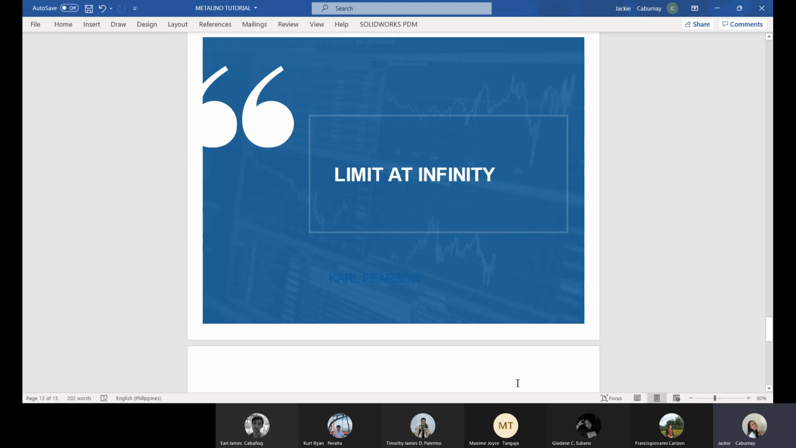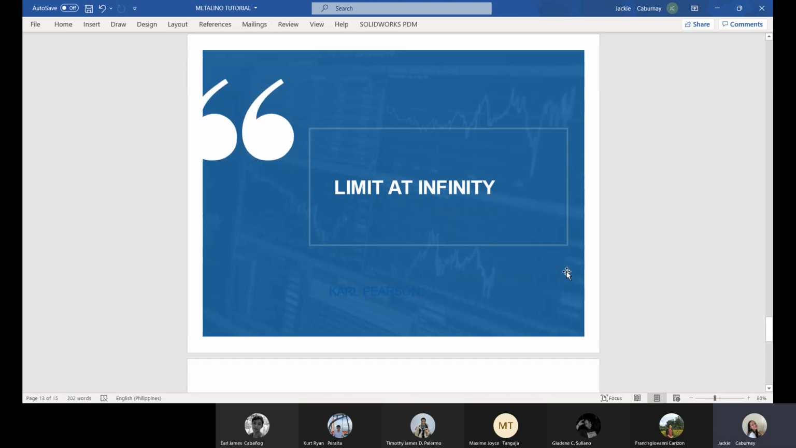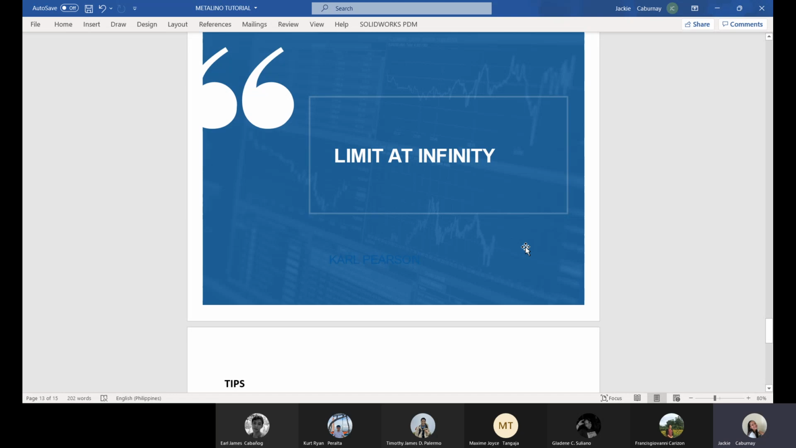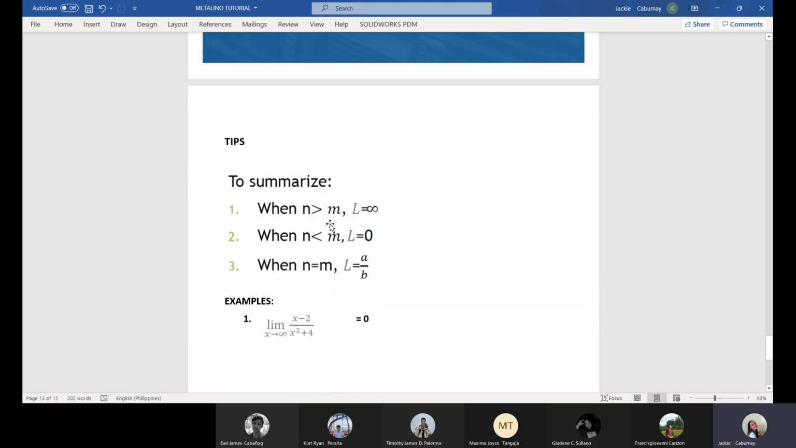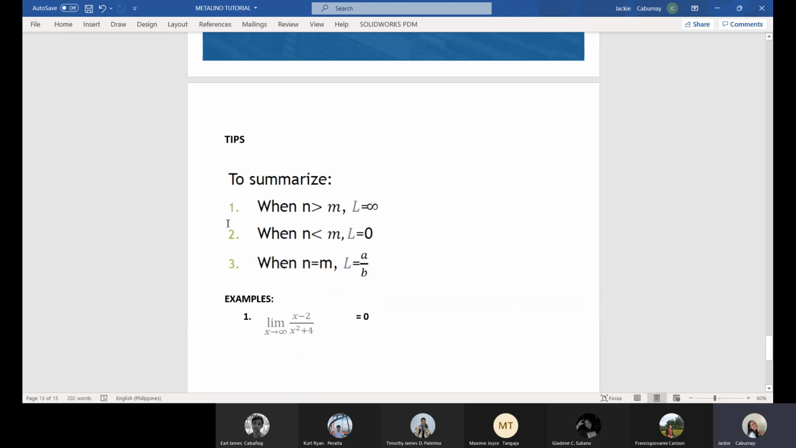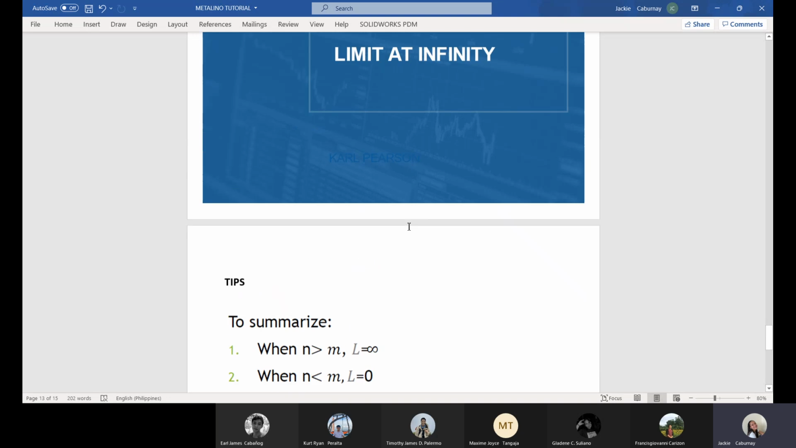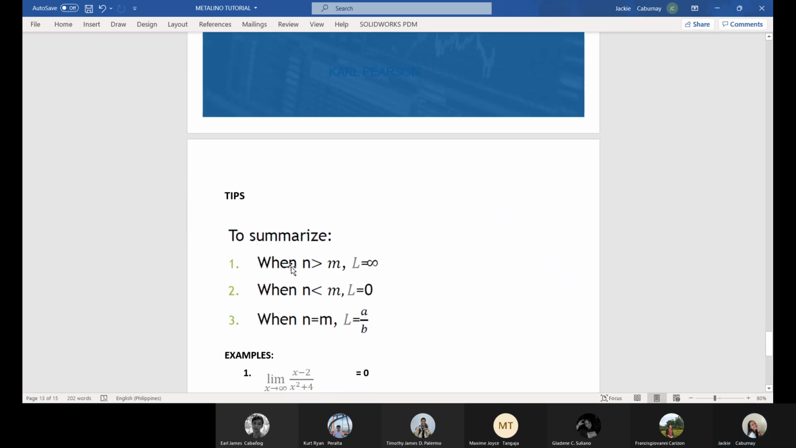You can ask your kuya sa diri nga tutors if same ra ba mig hunahuna if limit at infinity na ang tabian. So tips ra ana, imo ra ni siyang i-summarize. Ang kaning n mao ni siya highest degree sa numerator. Ang m kay lowest degree sa denominator. So mao ra na tulo ra jud imong hinumduman sa limit at infinity.